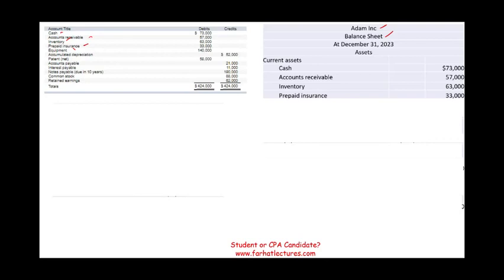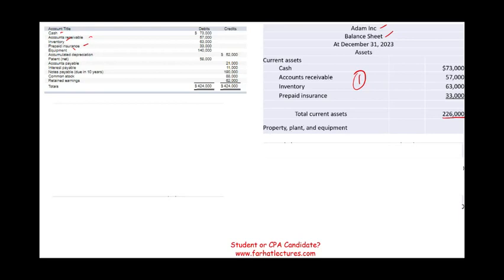longer than a year. Therefore, it's not a current asset. Now we can add up our current assets, and they will add up to 226,000. So we are done with the first section of the assets, which is the current assets. Now we're going to look at non-current assets, and under non-current assets, you could have property, plant, and equipment, you could have intangibles, and you can have investments.